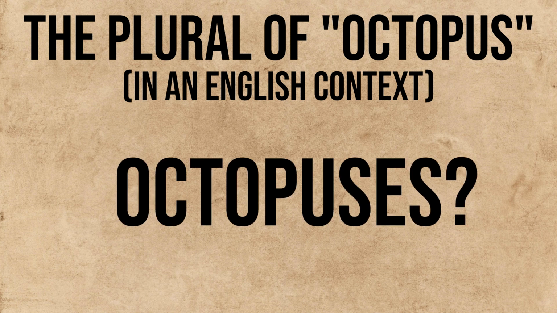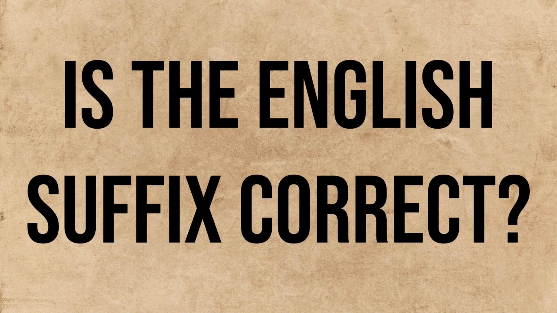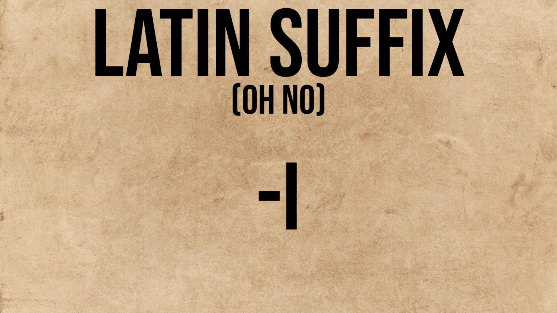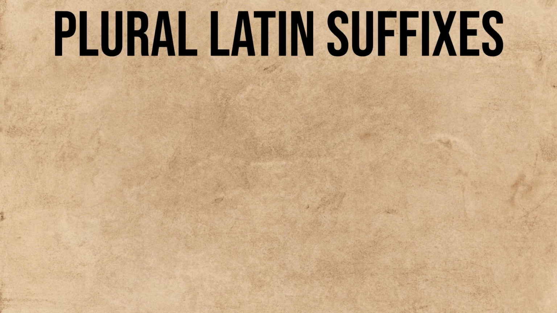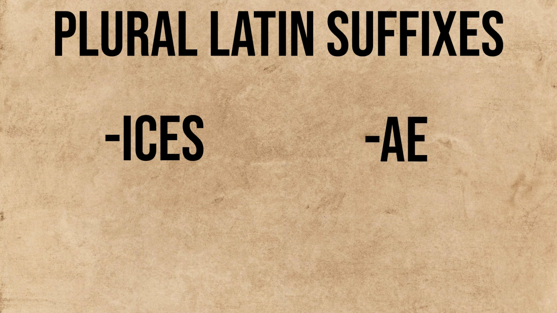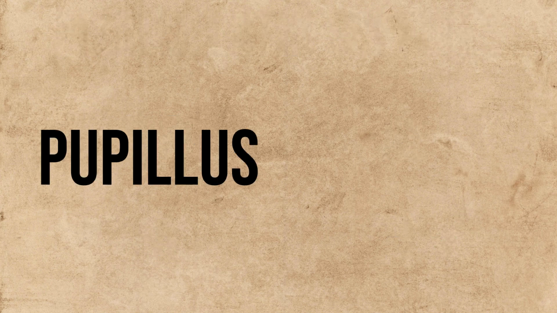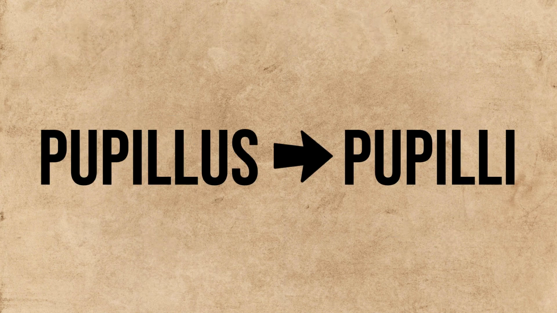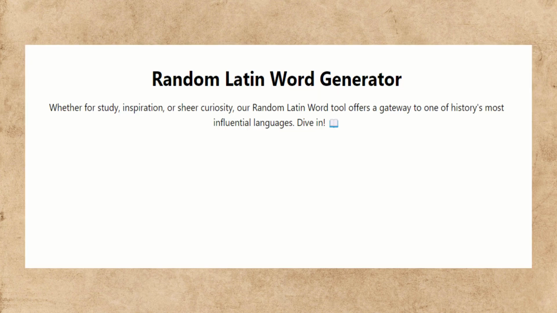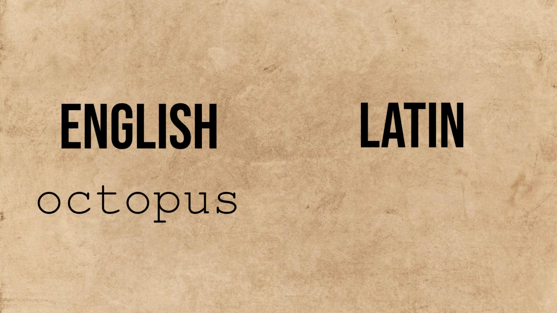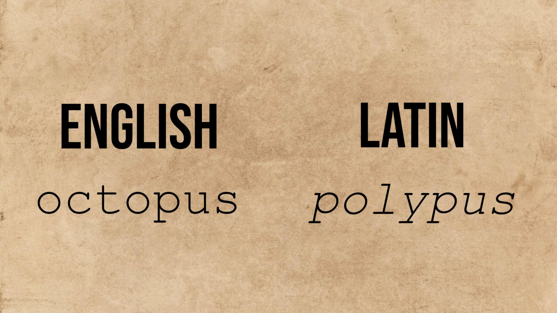But that still begs the question, is that the right plural suffix to use, even for English speakers? The alternative is octopi, which uses the Latin plural suffix I. Now, among all the plural Latin suffixes, including ICES, AE, and A, the definite correct suffix to use is I, since any word that ends with US should be pluralized with the I suffix. I know that seems like a super specific case scenario, but just think about any Latin word, and there's a good chance that word ends with US. And even the Latin word for octopus is polypus, meaning many feet, literally.